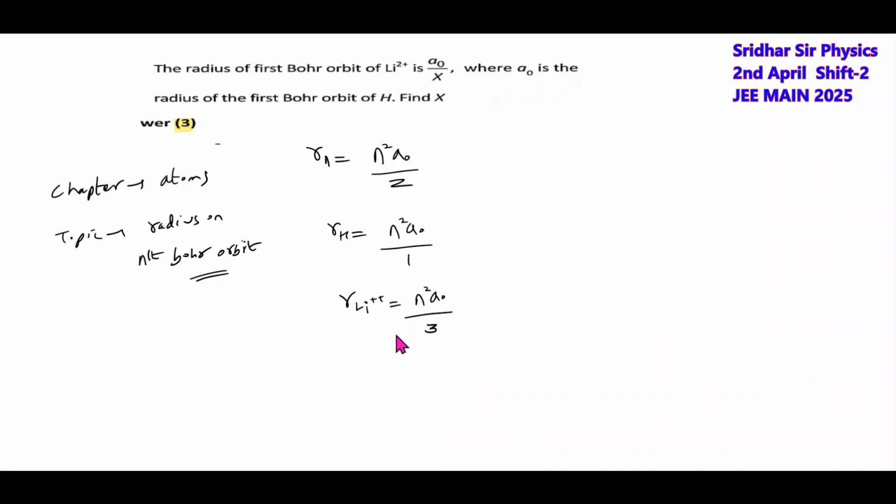The radius of the first Bohr orbit of lithium double plus to that of hydrogen: n square a naught by 3 over n square a naught, which is 1 by 3. It's asking to get the value of x. X will be 3. Now we'll move to the next question.